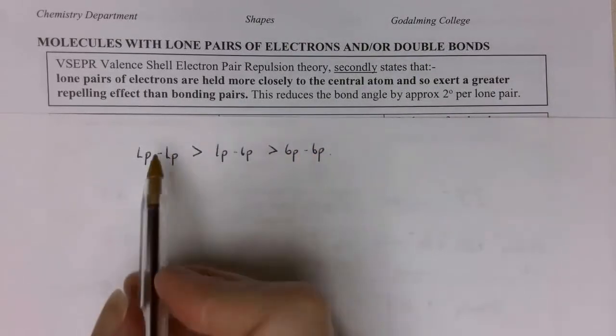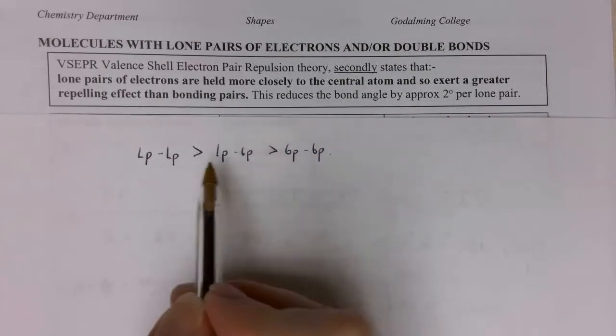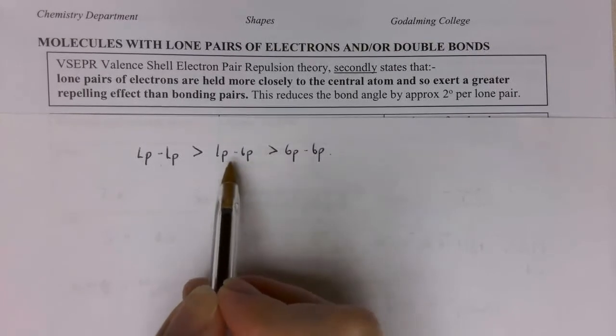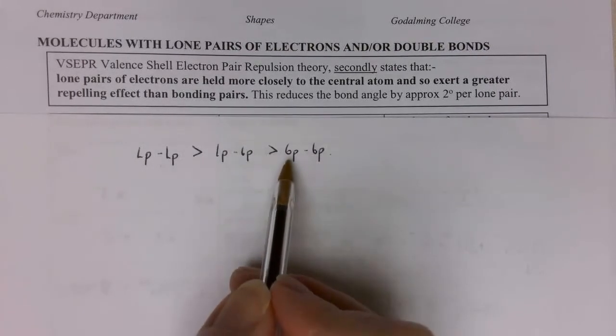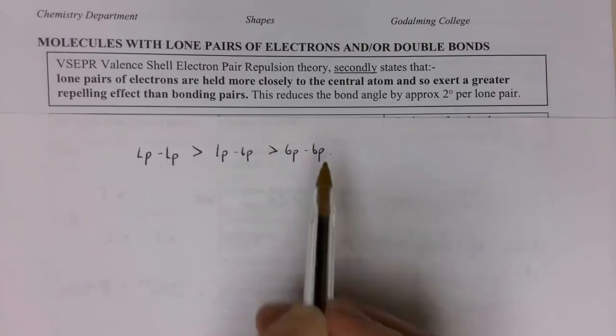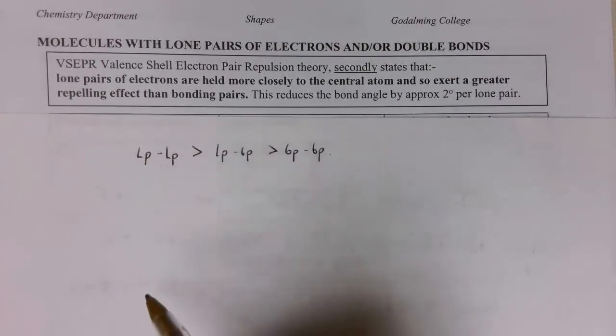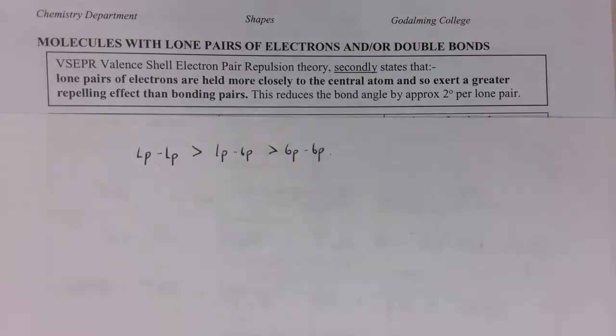So if you've got 2 lone pairs, they're going to repel more than a lone pair and a bonding pair, but the lone pair and the bonding pair are going to repel more than the bonding pair. And basically every lone pair reduces the bond angle by approximately 2 degrees per lone pair. We're going to see that in action.